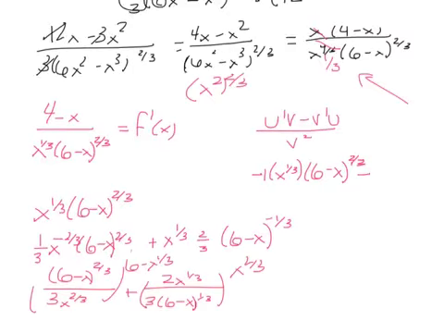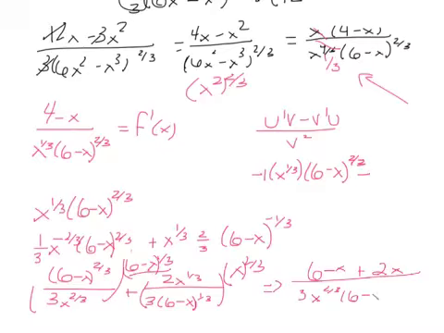So I would multiply this first one by (6 minus x) to the 1/3 power and the second one by x to the 2/3 to get our denominators alike, and that would give you (6 minus x plus 2x) divided by 3x to the 2/3 times (6 minus x) to the 1/3.